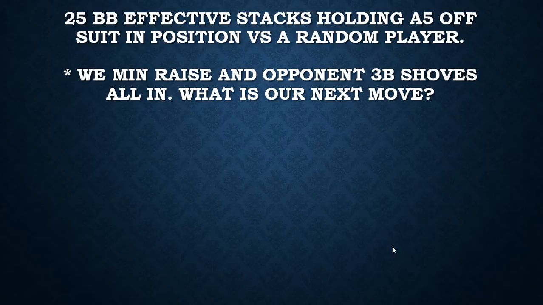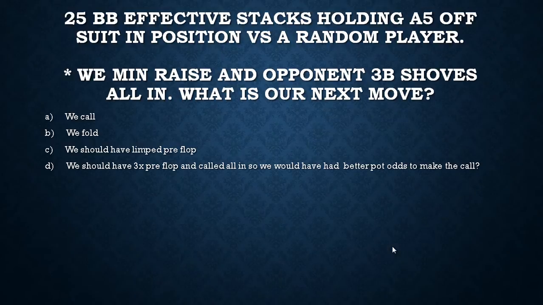To make it visual, we open to 2.5, he 3-bet shoves all in, and now we have a decision to make on basically the very first hand of the game. You have to think that 25 big blind effective stacks is usually going to be the first hand of the game, or maybe the second or third. Is it going to be A, we call, B, we fold, C, we should have limped pre-flop, or D, we should have 3x'd pre-flop and called all in, so we would have had better pot odds to make the call? Once again, I'm going to give you guys 10 seconds to freeze the video. Take your time, and good luck.